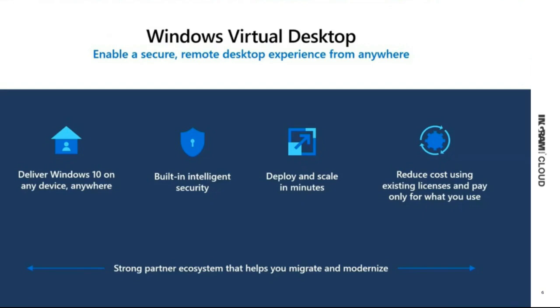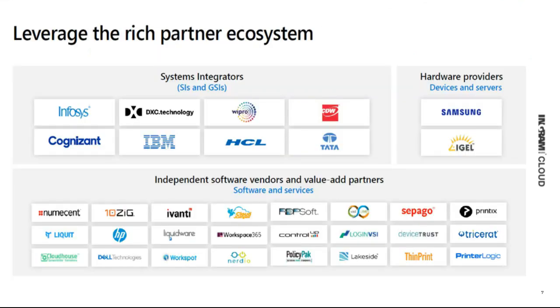There's a rich ecosystem of partners to help customers migrate from on-prem virtual desktop infrastructure solutions and modernize the deployment in the process. Here's a quick look at the rich ecosystem of partners. This slide has a few of the partners that work with Microsoft and Windows Virtual Desktop. The majority of system integrators around the world have started to deploy Windows Virtual Desktop on behalf of their customers. Many of them are building specific practices around the service, which is driven by customer interest and momentum.